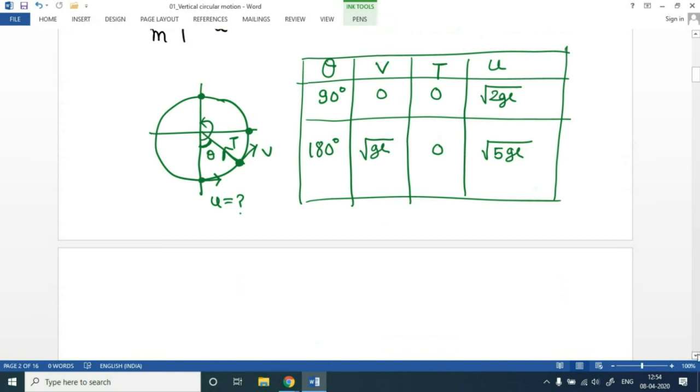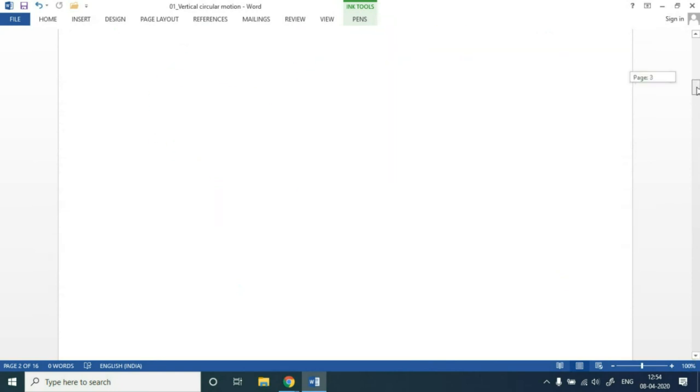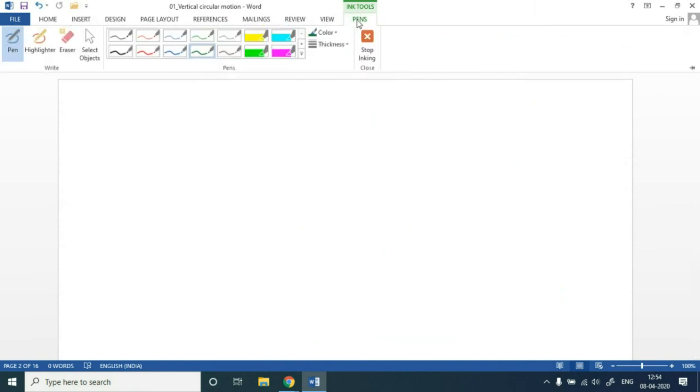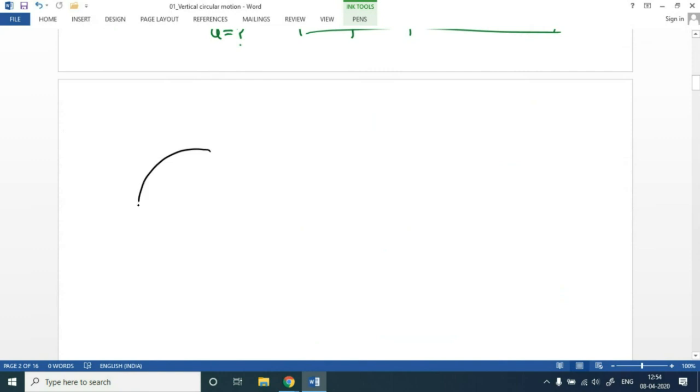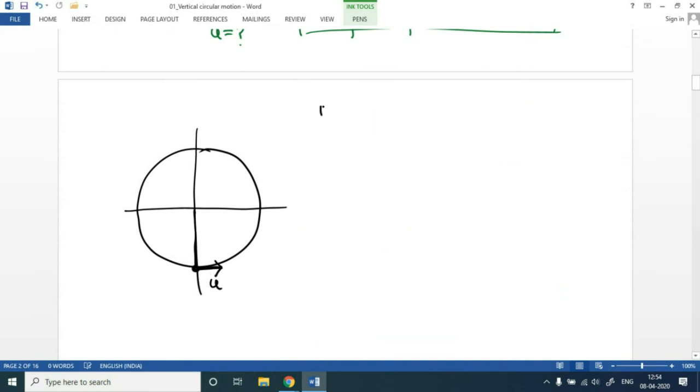The meaning is, again looking at the same situation over here, if this is a vertical plane, and if we have projected a particle with velocity u. Okay, and the first situation, I will say that if u is less than root 2gl, we have just learned that if u is equal to root 2gl, let's write the equality also. So for u equal to root 2gl, the particle will reach over here. At this point, the velocity as well as tension will become zero.